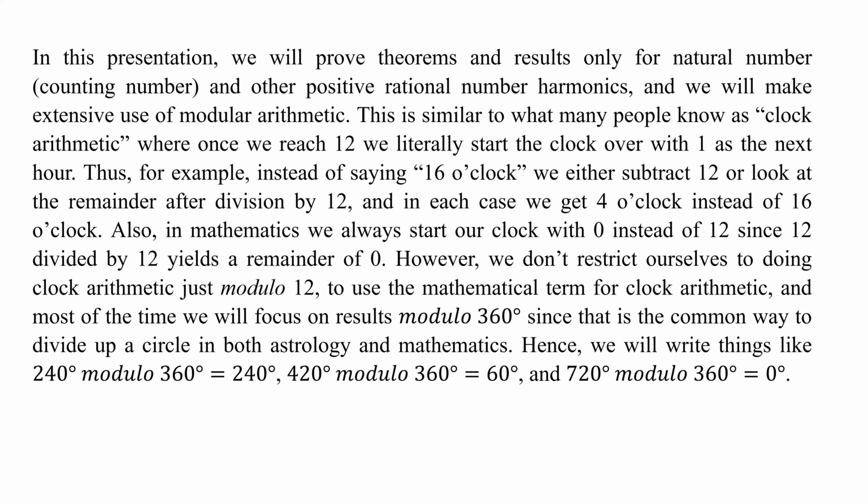If you subtract 360 degrees from 420 degrees, you'll get back 60 degrees. And that's the same result you get if you divide 420 degrees by 360 degrees and look to see what your remainder is. And 720 degrees modulo 360 degrees is equal to 0 degrees, since 360 degrees divides evenly into 720 degrees with a remainder of 0.